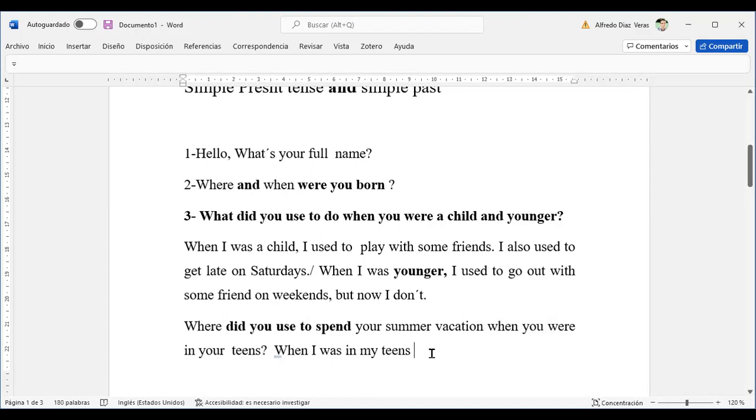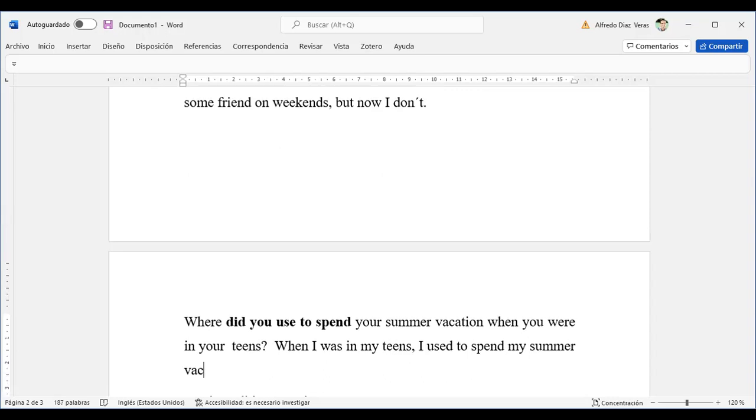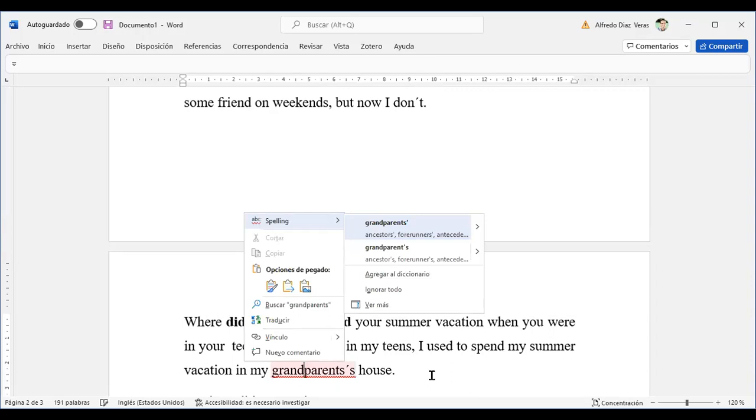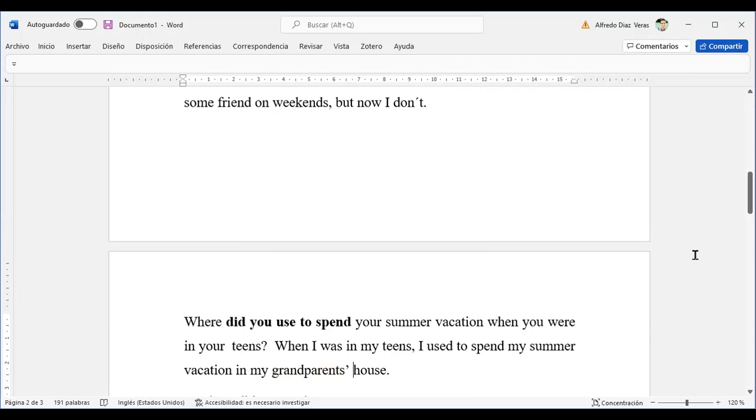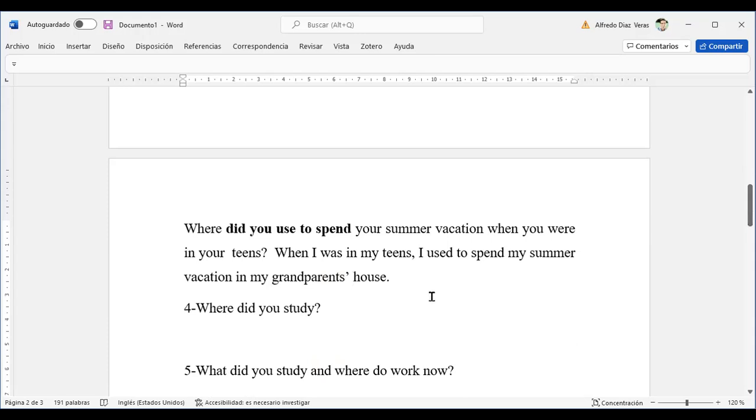When I was in my teens, because here I say your teens. When I was in my teens, I used to spend my summer vacation at my grandparents' house. Here we use the simple past: spend time, spend money. Let's suppose. Okay? Yeah. Let's move on. Another person. I need another participation here. Hello? Yes?